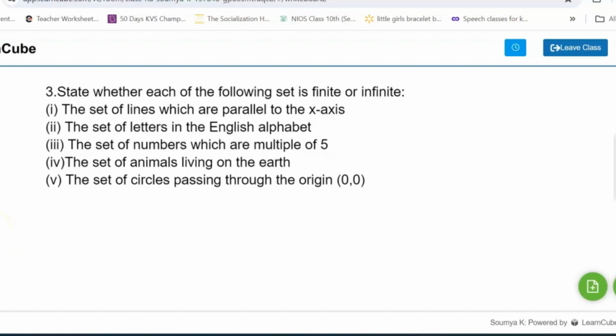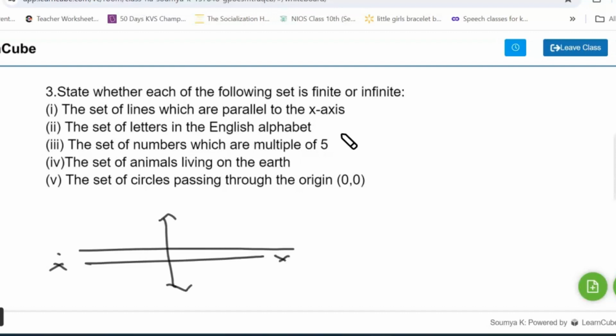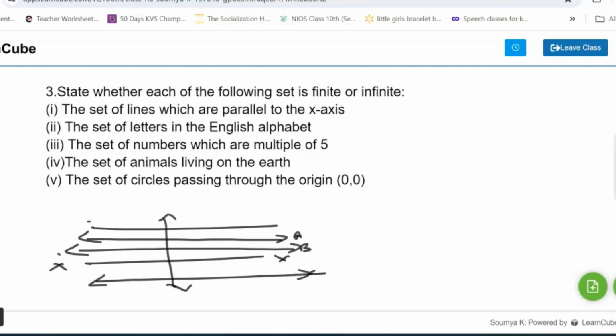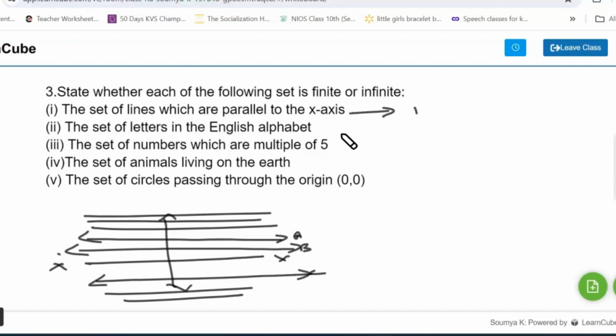Next question is again infinite and finite. You have to find out from the set: the set of lines which are parallel to the x-axis. The set of lines which are parallel to the x-axis means you have got a graph like this. This is the x-axis and this is the y-axis. The set of lines which are parallel to your x-axis are these. Consider it is A, B, C. These lines are parallel to your x-axis. Now the set of lines which are parallel to the x-axis means an infinite number of lines you can draw. Still the range is not told here. So this set will be an infinite set.